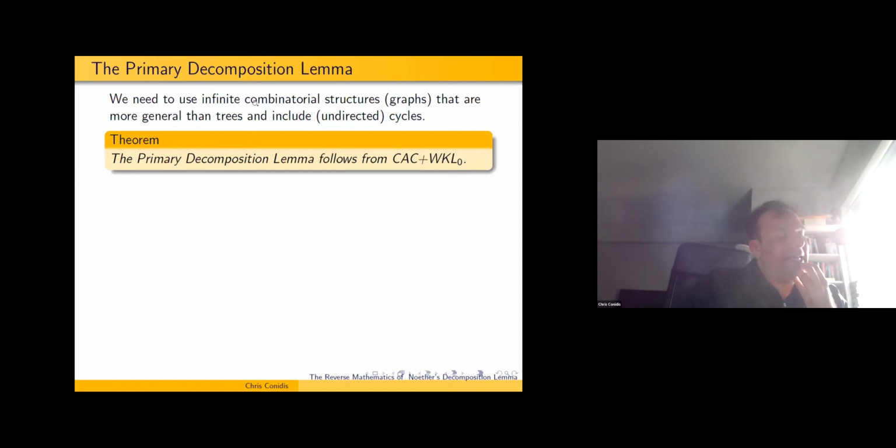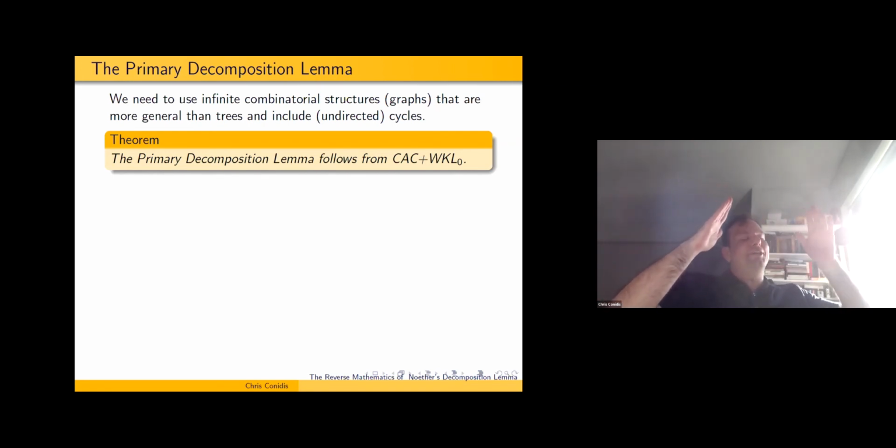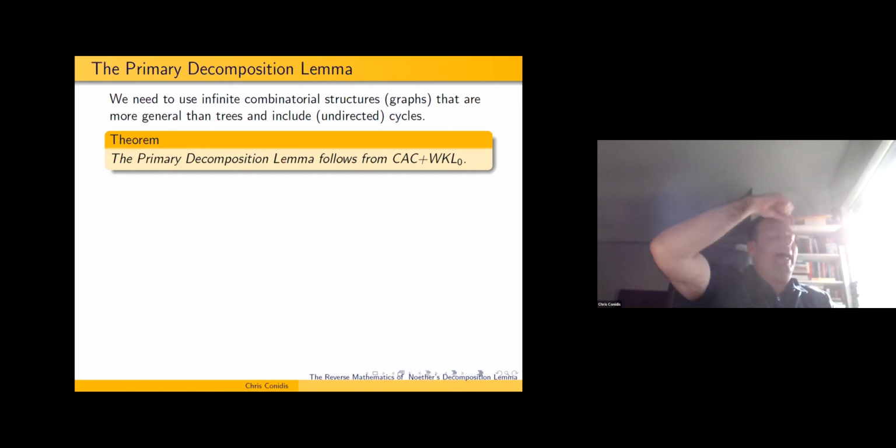And you're going to need infinitary combinatorial structures, something like graphs or infinite partial orderings, that are more general than trees, but include something like undirected cycles. And so you could have your tree kind of split for a while, like a tree growing at first, and then you could have a node that appears that is simultaneously bigger than more than one leaf in your tree or something like that. You could have these undirected cycles appear.